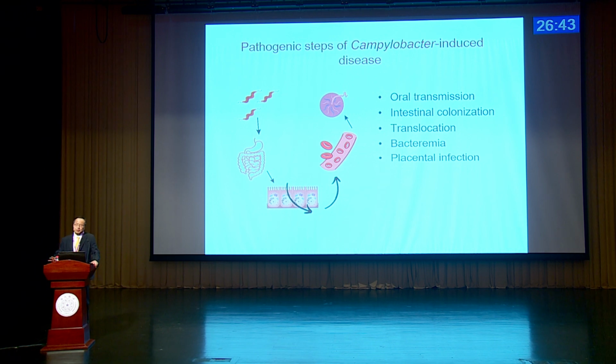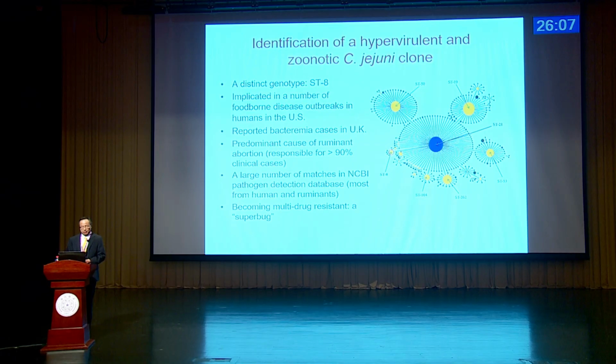Now, as a general course for Campylobacter to induce disease, I summarize here: it's transmitted through the fecal-oral route and first gets into the GI tract and colonizes the intestinal tract. But some Campylobacter strains, not all of them, can translocate across the gut epithelium, get into blood circulation, and in pregnant animals, may induce abortion. So that's the overall route of pathogenic steps of Campylobacter.